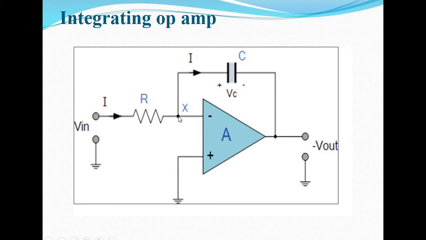This is the virtual ground. Then the resistor here. Then current is passed to this resistor, and this is the output voltage obtained. Now this is how the construction of the integrating operational amplifier is.